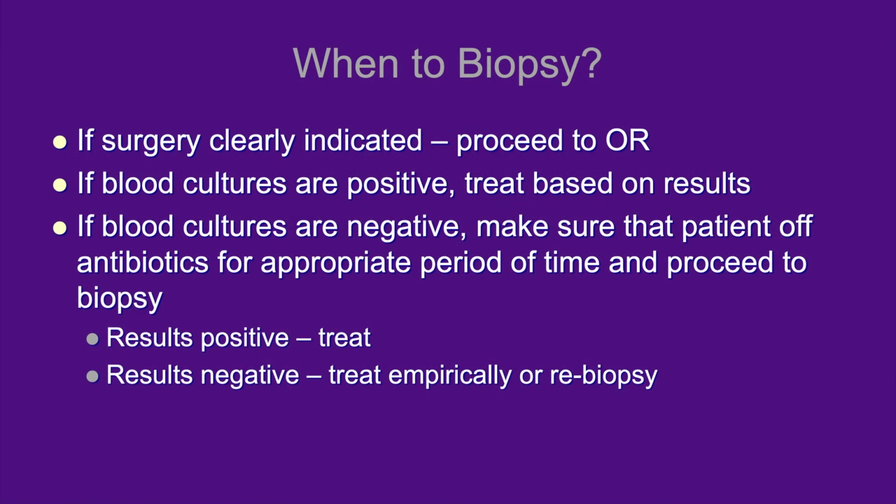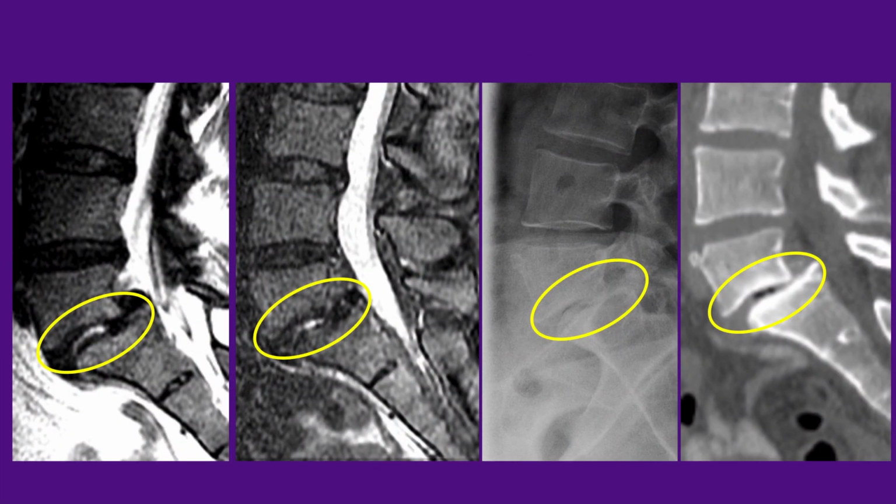When should we proceed to biopsy? Well, if surgery is clearly indicated, you should biopsy in the OR at the time of surgery. If blood cultures are positive, we should be treating based on those results. If blood cultures are negative, make sure that the patient is off antibiotics for an appropriate period of time and proceed to the biopsy. If the biopsy results are positive, you can treat based on that result. If the results are negative, you can treat empirically, or you can opt for a second biopsy.